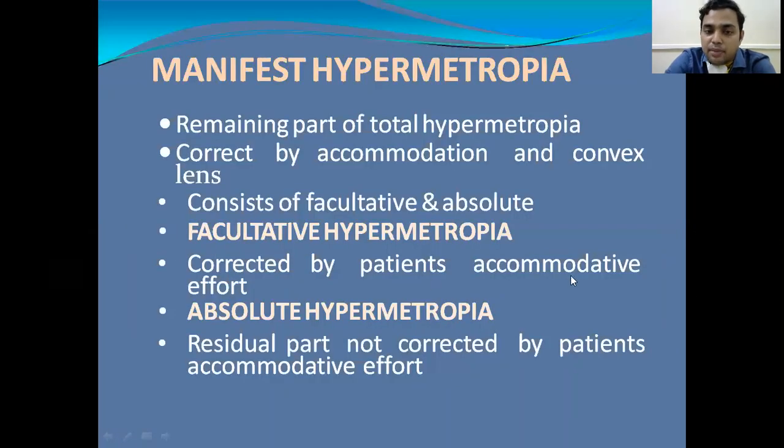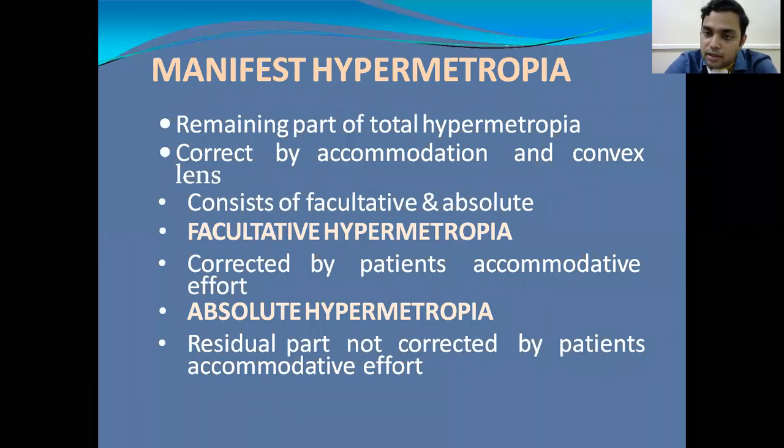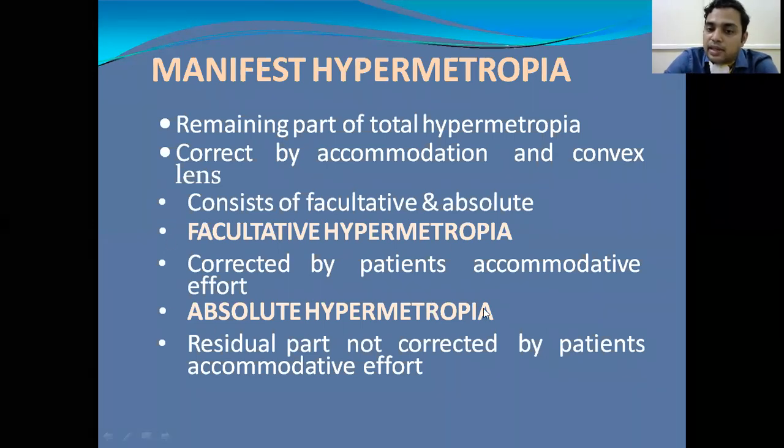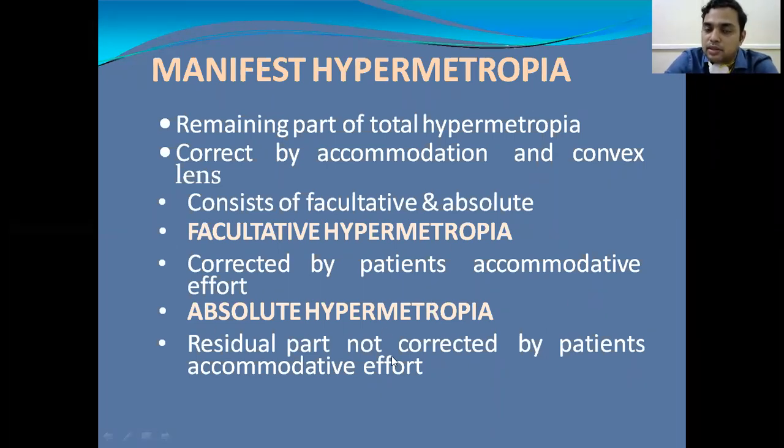Coming to the facultative hypermetropia, this can be corrected by the patient by putting some accommodative effort, that is by contracting the ciliary muscle, by the patient alone without using any glasses. But in case of absolute hypermetropia, this is the residual part which cannot be corrected by the patient's accommodative effort.